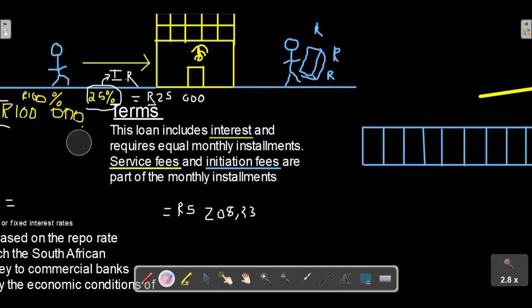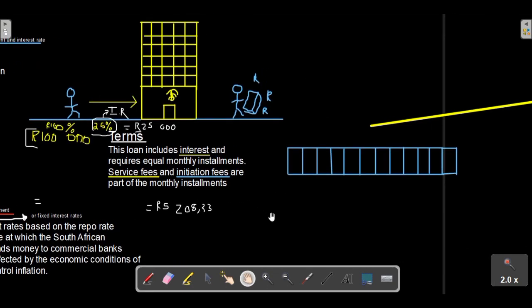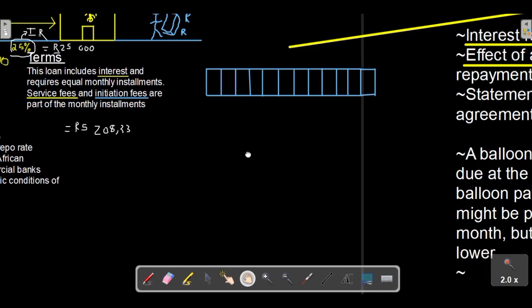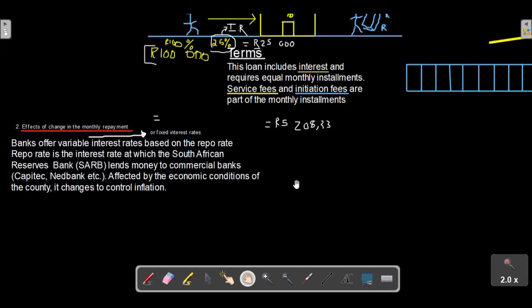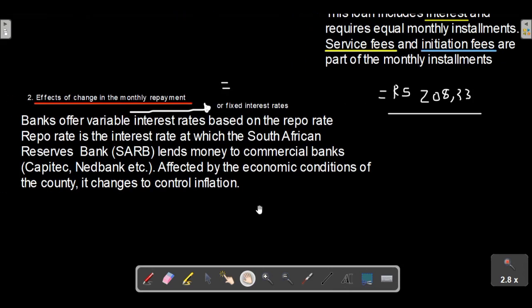So let's then move on. That is basically what a loan is. Now, while paying this amount of money, this 5,208, it's very possible, and banks do this, guys. Banks, what they offer originally, the standard offer they have, are variable interest rates. A variable interest rate changes.